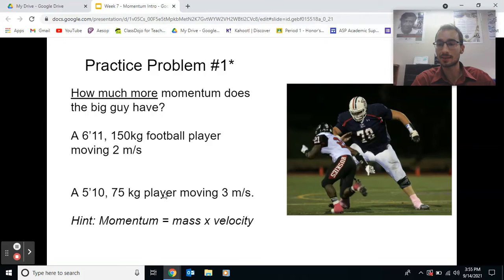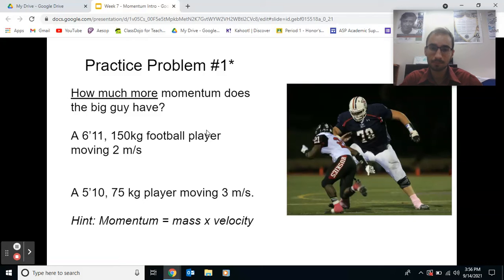So the big guy is 6'11", and he's 150 kilograms, which is around 340 pounds. And he's moving at 2 meters per second, whereas the other guy is my height, 5'10", and he weighs 75 kilograms, and he's moving 3 meters per second. Who has more momentum and how much more momentum do they have? Okay, try and do it in your notes. Your answer should be less than 100, but more than 0.